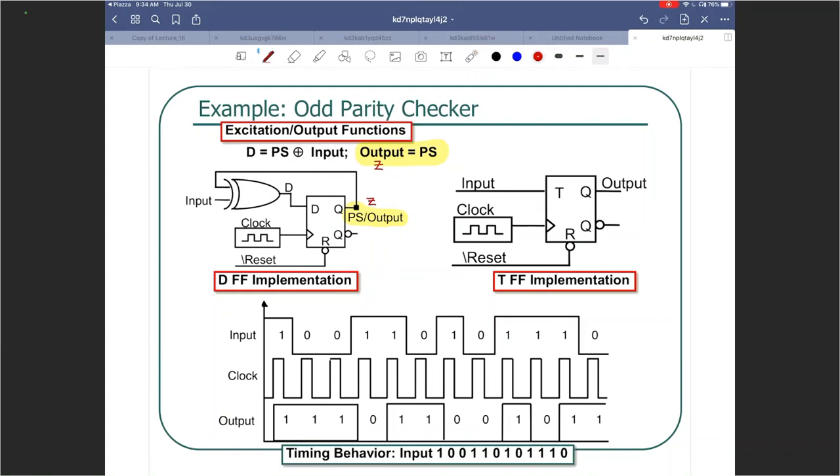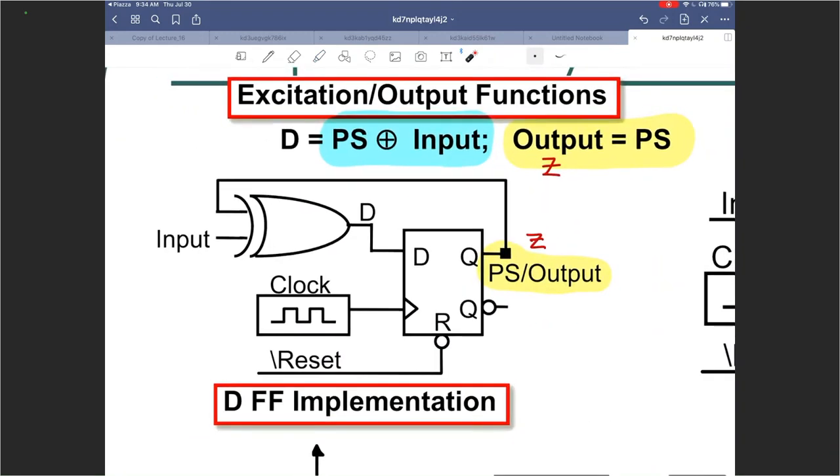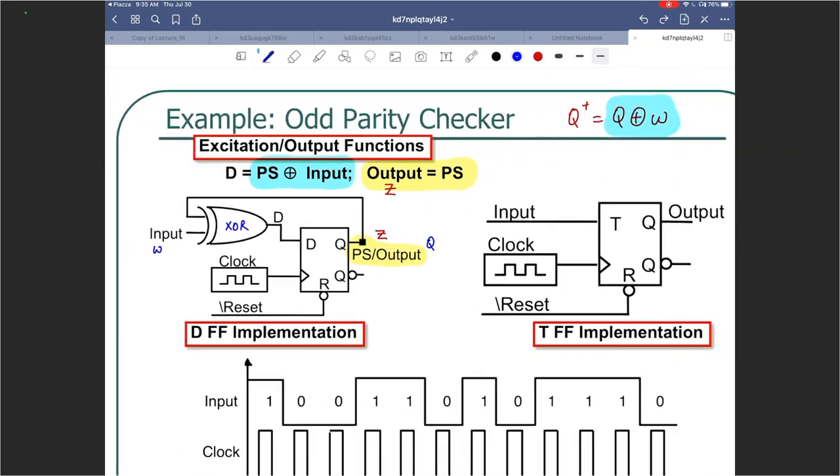What do I need for the next state? Earlier we said Q plus equals Q exclusive OR W. So if I simply drive the D flip-flop with this, present state exclusive OR the input W, I'm done. And how am I doing that? Well, I simply take the output here. What is the output? Output is Z, and it's also the Q, the present state. I take the present state and feed it back into an exclusive OR gate with the input W. That will give me my D, and that's what I'll drive the D flip-flop with. So that after the next positive edge of the clock, I'm going to get Q plus equal to W exclusive OR PS. And then I have an active low reset input, which we are not using at this moment, but it is a clocked D flip-flop.